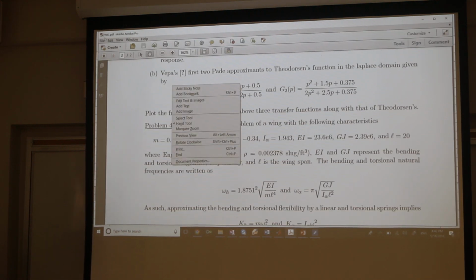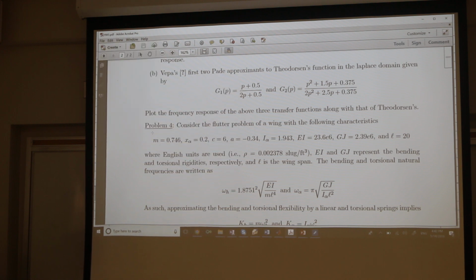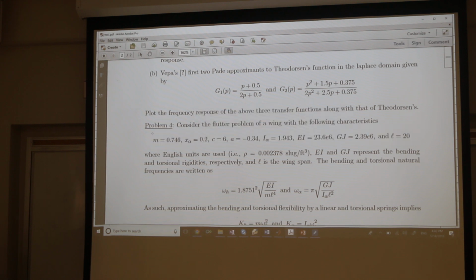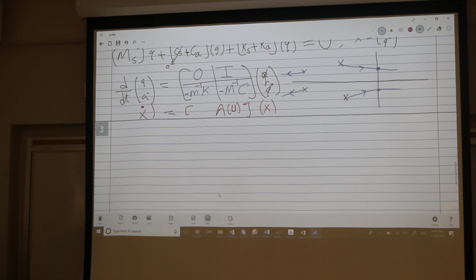So let's get some. You have mass x alpha, c, which is twice the b for the chord. You have a for the elastic axis. You have I for the inertia. And you have EI and GJ. Anyway, I gave you in the homework how to compute things from EI and GJ. We will not consider that here. Yes, so these are givens.